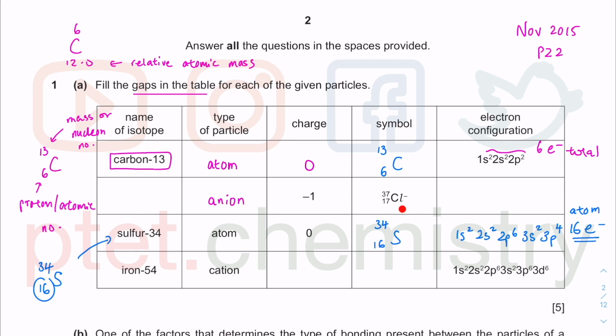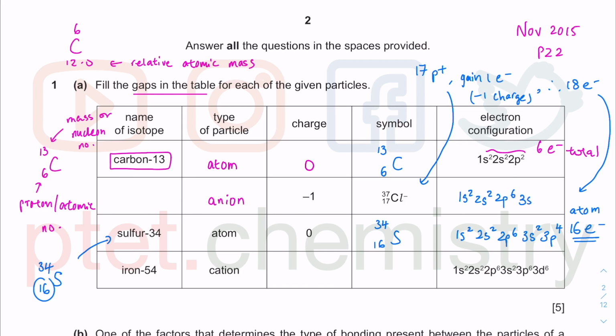Now the second row represents a chloride ion with a -1 charge. That means the atom has gained 1 electron. We know that chlorine has 17 protons, but now you gain 1 electron because you have a -1 charge. So altogether you are going to have 18 electrons. And when you have 18 electrons, we are talking about a fully filled outer shell, so it's going to look like argon. So 1s2, 2s2, 2p6, 3s2, not 3p5 but 3p6, because this is an ion with a -1 charge.